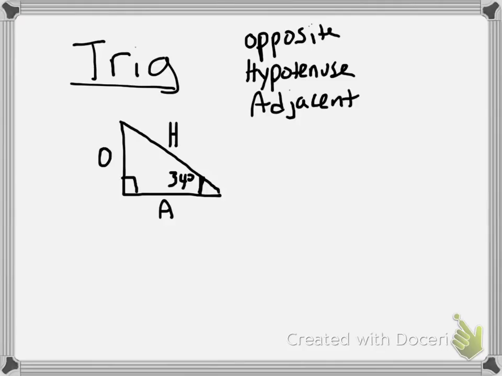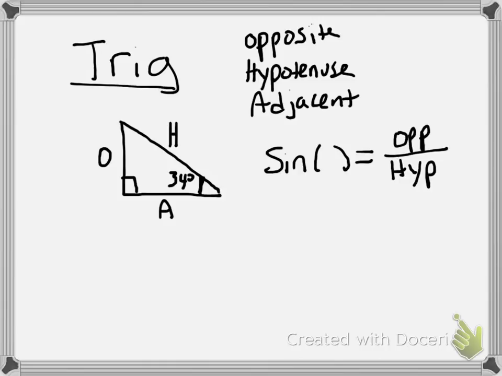Now, you're probably asking, why is it important that I label my sides O, A, and H? Well, when you start dealing with trig, you're going to have to be able to figure out which side is which, and that actually tells you which trig function you're going to look at. So, there's three trig functions you have to be able to use in Math 2. One of them is sine. So, the sine of whatever angle it is that you're dealing with is going to equal your opposite over your hypotenuse.